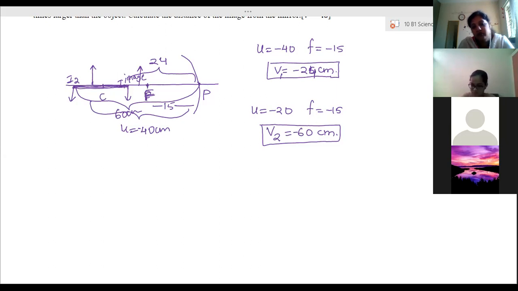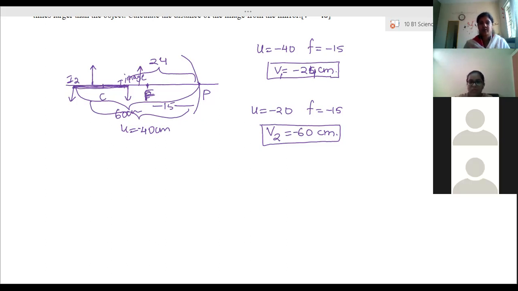F is equal to plus 20 and U is minus 10. So V will be 20 by 3. 20 by 3 by 10, so it is 2 by 3, right? Magnification is 2 by 3. Ma'am, focal length will be minus, ma'am. It is a convex mirror.